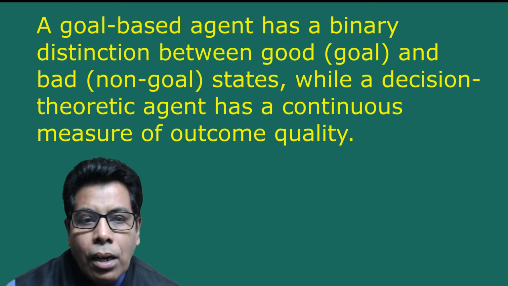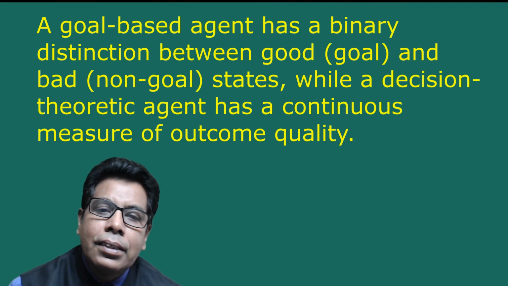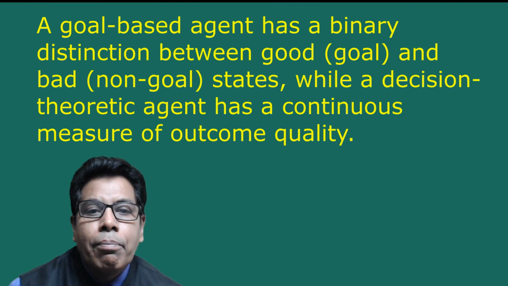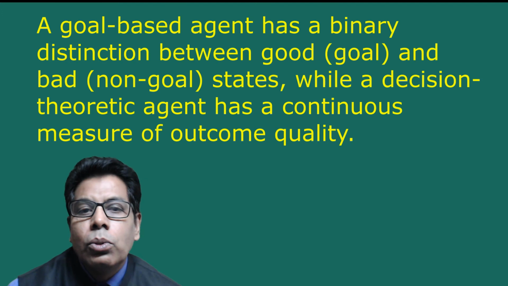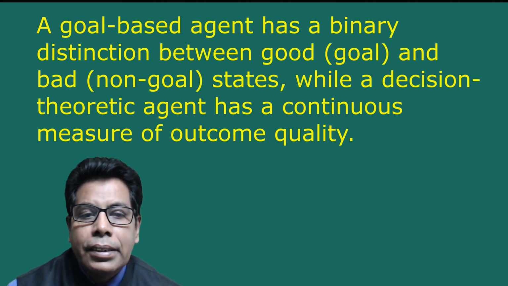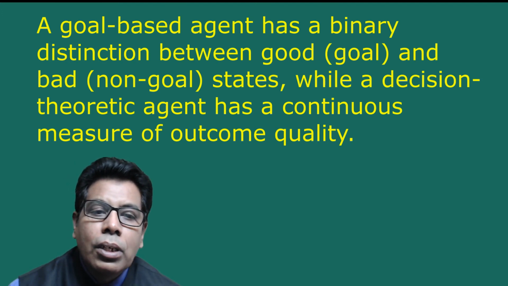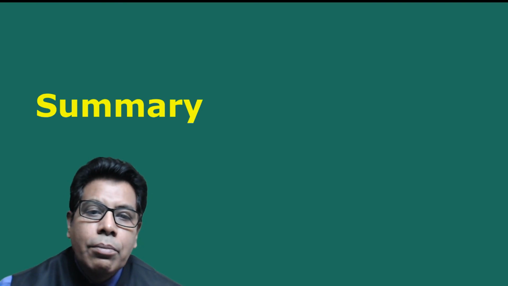Such an agent can make decisions in contexts in which uncertainty and conflicting goals leave a logical agent with no way to decide. A goal-based agent has a binary distinction between good and bad states, that is goal and non-goal state, while a decision theoretic agent has a continuous measure of outcome quality. Then let us go to the summary.